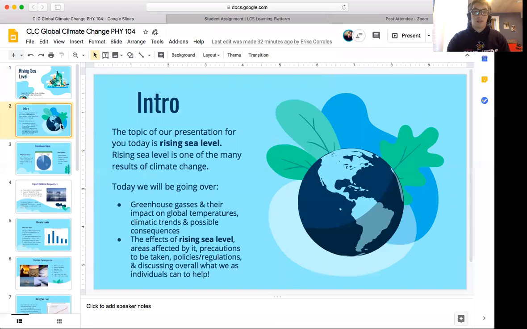To start this presentation off, the topic that we'll be going over is the rising sea level in our world. The rising sea level is one of the many results of climate change. Throughout this presentation, we will go over greenhouse gases, their impact on global temperatures, climatic trends, and possible consequences because of greenhouse gases. Also, we will go over the effects of rising sea level, areas affected by it, precautions to be taken, policies and regulations, and discuss overall what we as individuals can do to help.